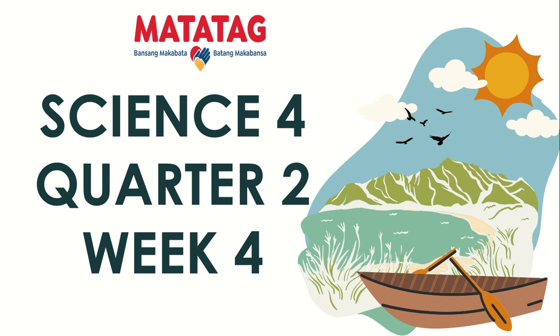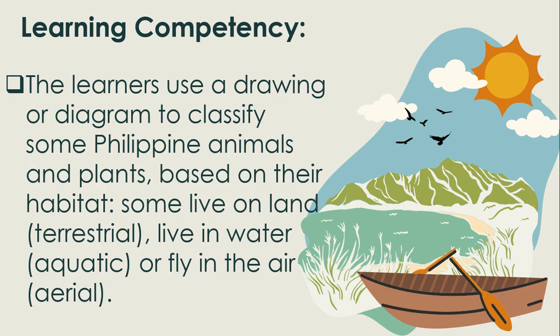Science for Quarter 2, Week 4. Matatag Curriculum. Learning Competency: The learners use a drawing or diagram to classify some Philippine animals and plants based on their habitat. Some live on land, terrestrial, live in water, aquatic, or fly in the air, aerial.